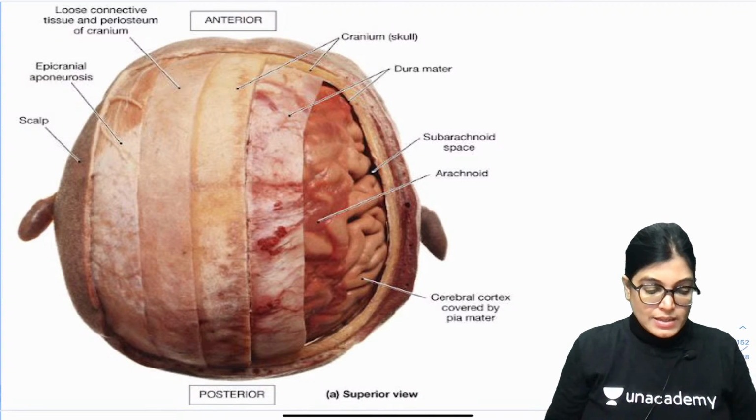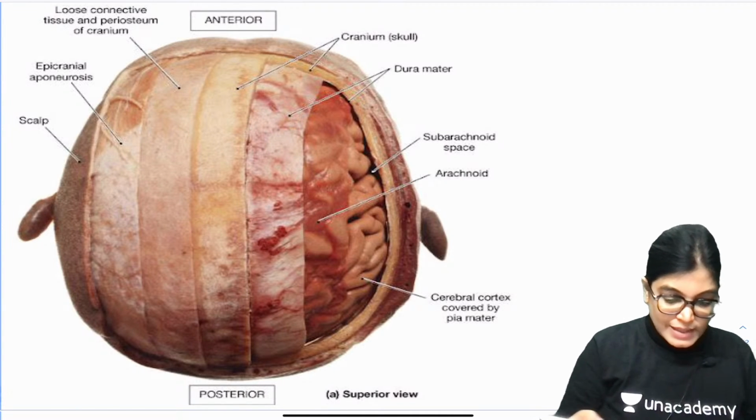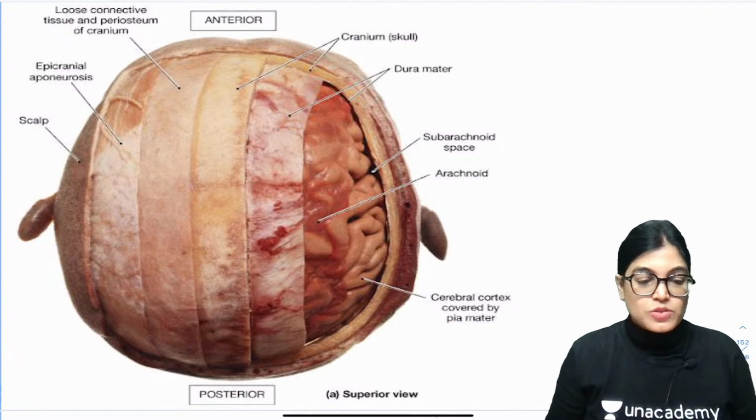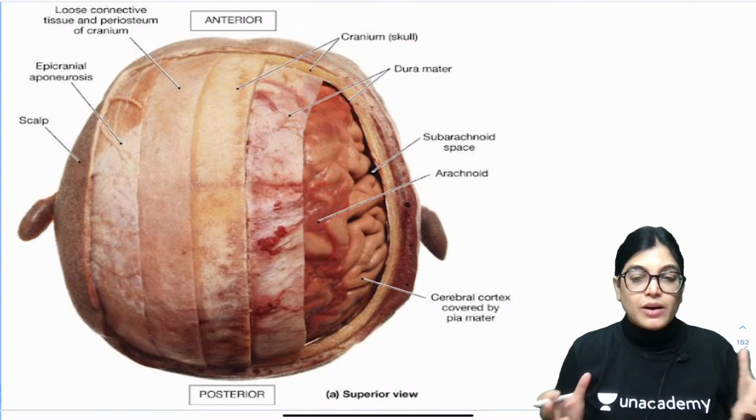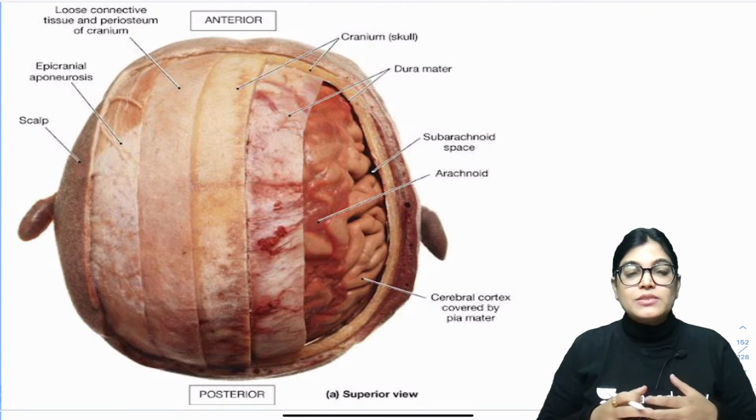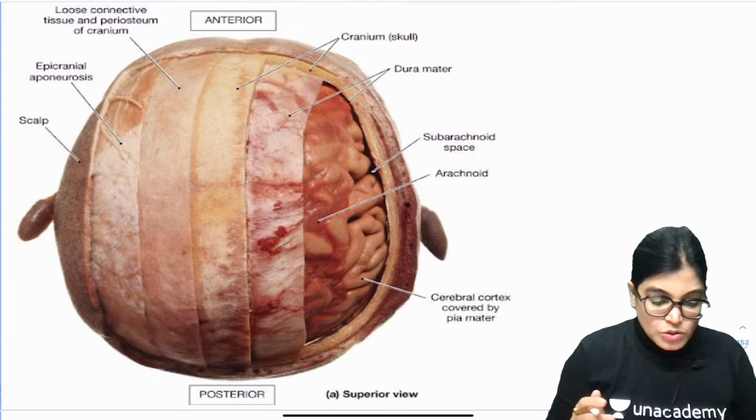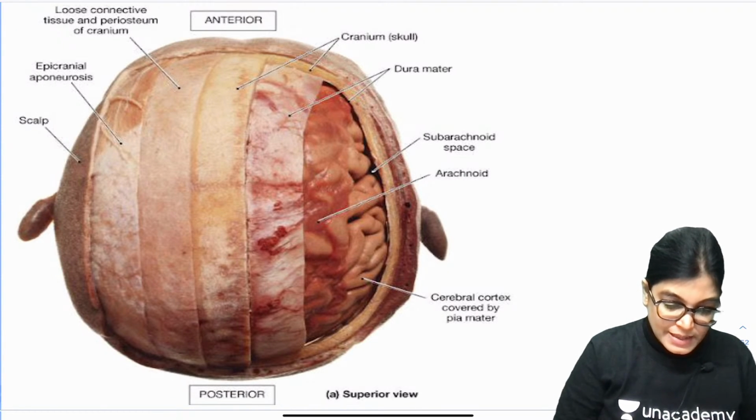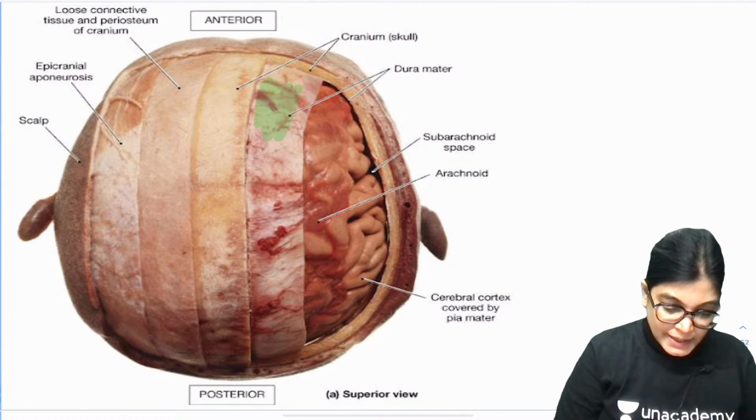So, let's see. Here the important layers are the dura mater, arachnoid, and pia mater. From outside to inside, the brain and the spinal cord have protective coverings called the meningeal covering, and it consists of dura, arachnoid, and pia. Here we can see the layers covering very nicely. Let me highlight that fold. The fold which I am highlighting is the dura mater.